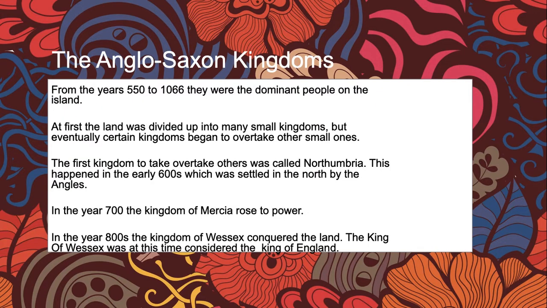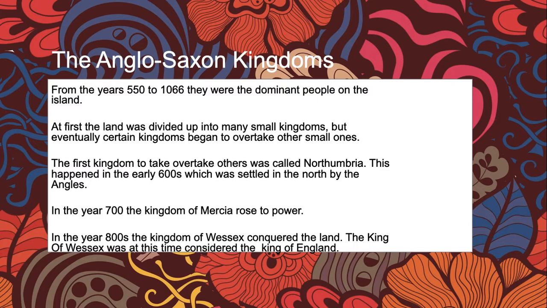The kingdoms. From the years 550 to 1066, they were the dominant people on the island. At first, the land was divided up into many small kingdoms, but eventually certain kingdoms began to overtake other small ones. The first kingdom to overtake others was called Northumbria. This happened in the early 600s, which was settled in the north by the Angles.